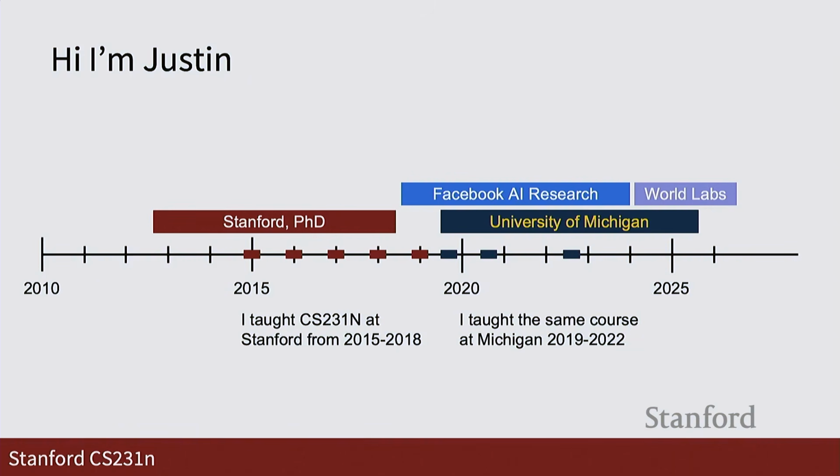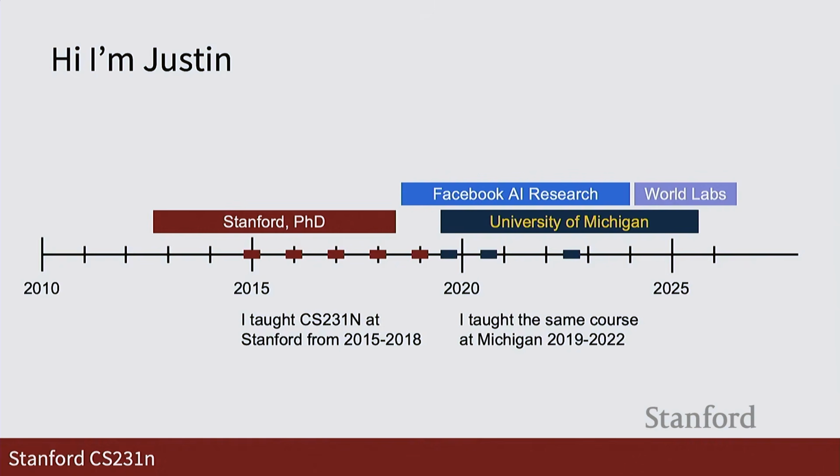And a little about me. I did my PhD here at Stanford from 2012 to 2018, working with Feifei on deep learning, computer vision, pretty much all tasks in computer vision around that time. During my time here at Stanford, I was lucky enough to initiate CS231N with Andre and Feifei and others, and teach it quite a few times, 2015, 16, 17, 18, and 19.